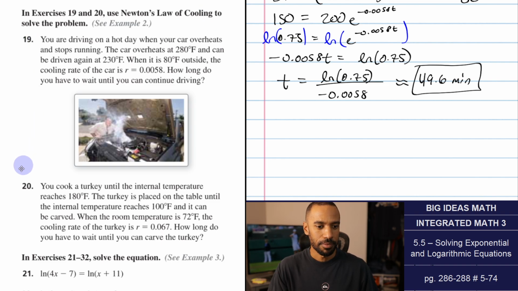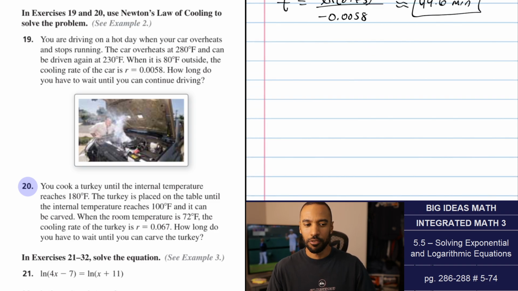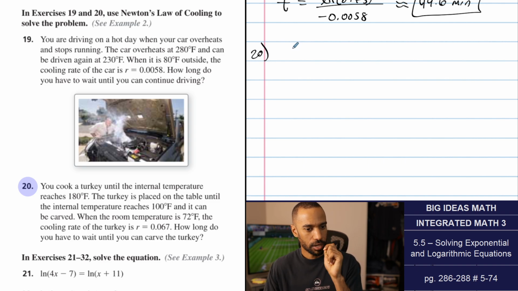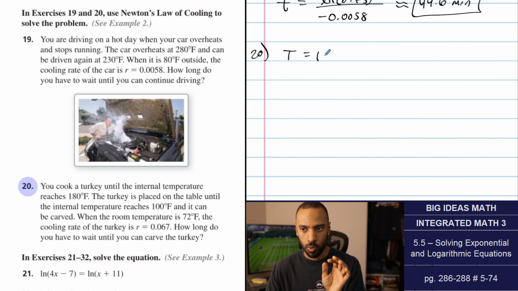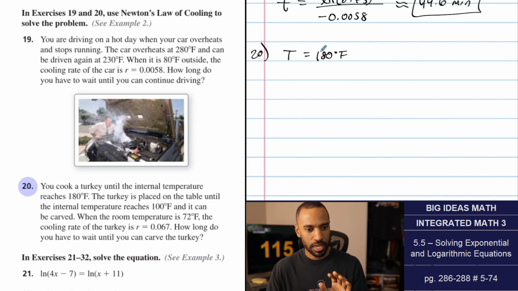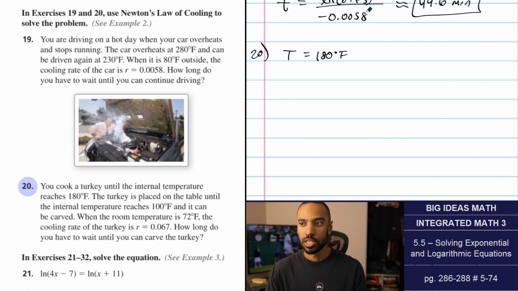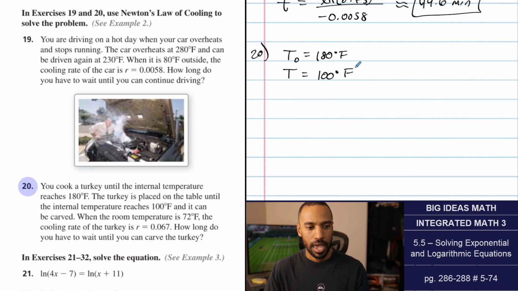You cook a turkey until the internal temperature reaches 180 degrees Fahrenheit. Let's see if I remember anything of this formula here. I'm going to try this out. Until it reaches this, I think I want that to be my final, right? So capital T, I believe, is that one. So 180 degrees Fahrenheit. The turkey is placed on a table until the internal temperature reaches this and can be carved. Oh, I'm sorry, this must be the initial. So this must be T naught, and then until it reaches this is the final, and can be carved.